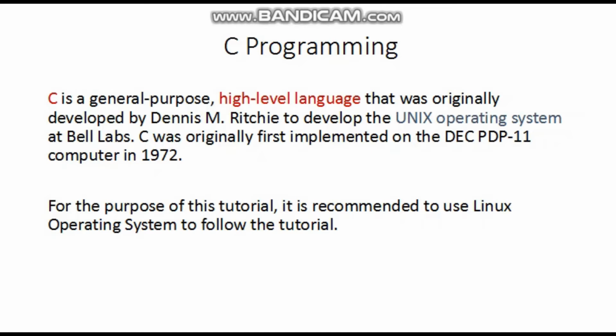Module 2, Section 1. Let's start with the C programming language. C is a general-purpose, high-level language that was originally developed by Dennis M. Ritchie to develop the Unix operating system at Bell Labs. C was first implemented on the DEC PDP-11 computer in 1972. For the purpose of this tutorial, it is recommended to use the Linux operating system to follow along.